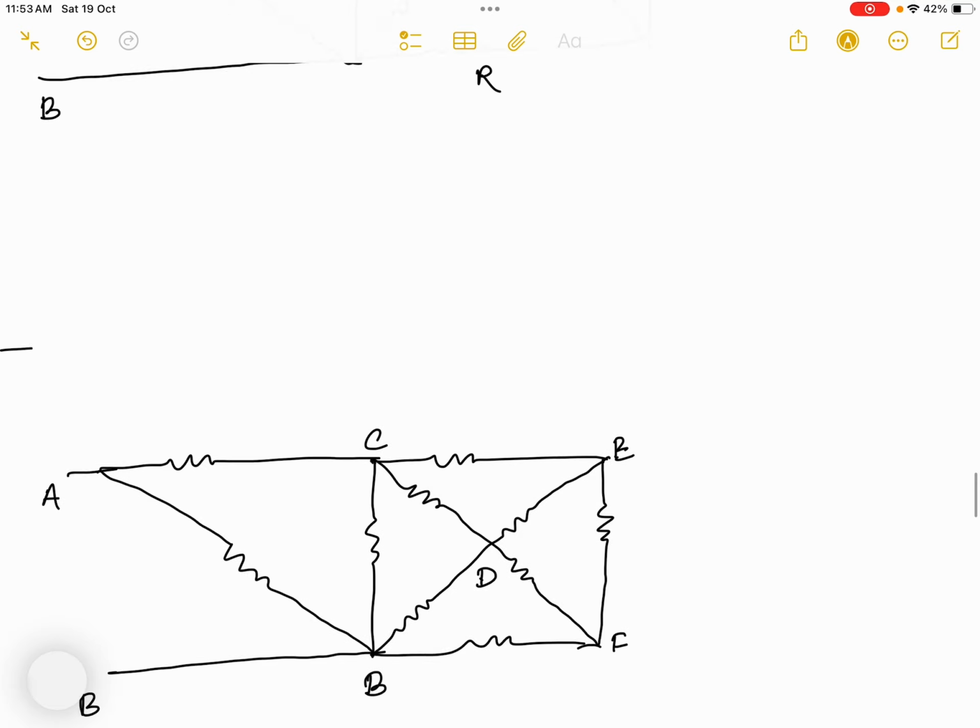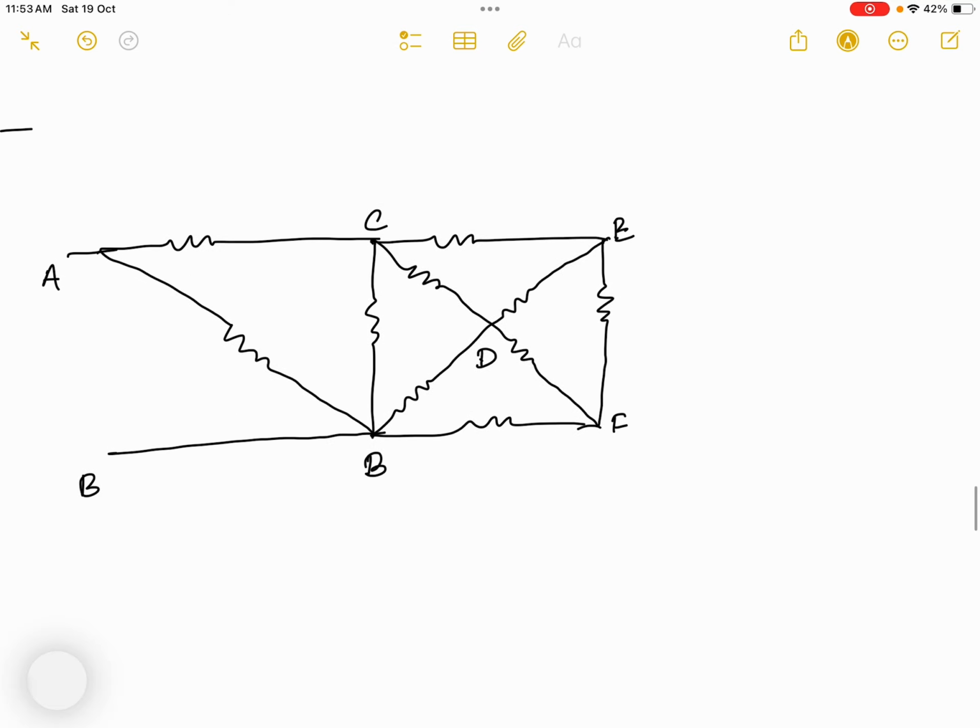Now we have redrawn the diagram again in this page. You can see I have given the node number. So this node is A, as you can see, and this node is B, and this node I have given is the node C. So this node is D, this node is E, and this node is F. Now once I gave the number, then I can say which delta I will decompose.